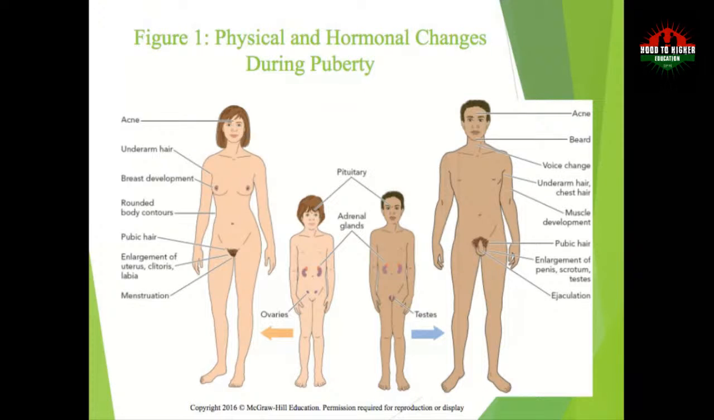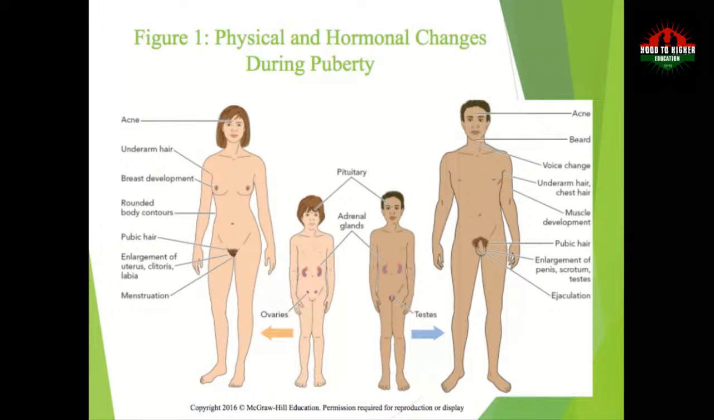This particular picture, feel free to pause it. I'm going to describe a little bit of it. If you look on the left-hand side with the maturing young lady, you will see that the acne starts to take place during the physical and hormonal changes during puberty. She develops underarm hair, breast development, round body contours. That's when women start to develop hips, right? Pubic hair, enlargement of the uterus, the clitoris, the labia, and menstruation occurs, right?